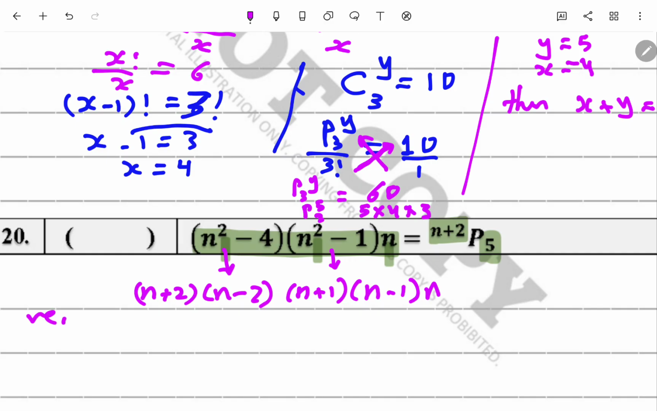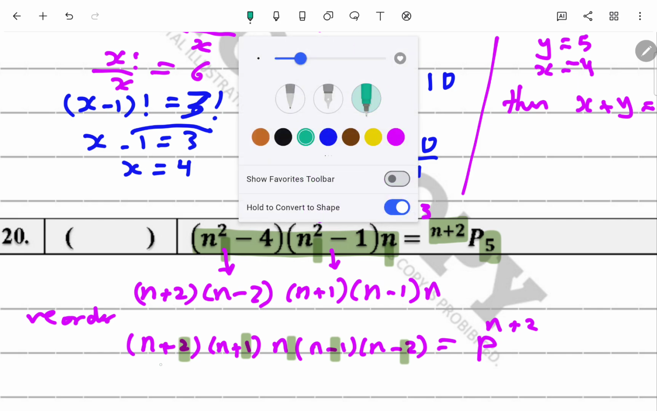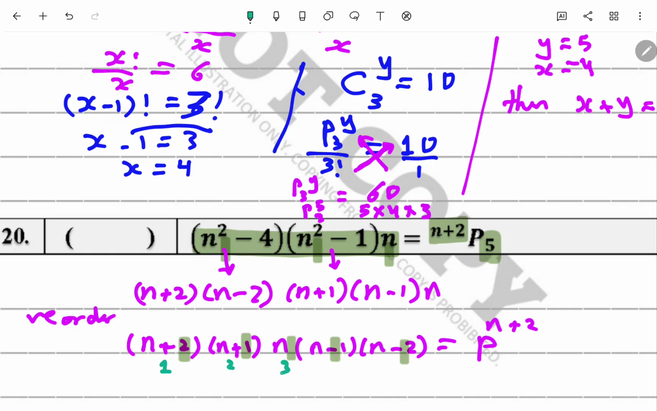You can reorder them by starting with the biggest, n plus 2, then n plus 1, then n, then n minus 1, then n minus 2. Like this: 2, 1, 0, negative 1, negative 2. The biggest is n plus 2, and we have 5 factors, which are like this: 1, 2, 3, 4, 5 factors. So we can write it in this way, which is similar to the same expression here. That will make it true.